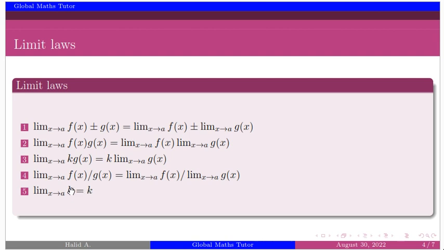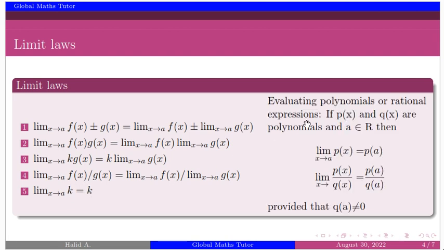The limit of any constant is itself, and the limit of any polynomial is the same as finding the value at a, and the limit of any rational function p of x over q of x is the same, except that q of a must be different from 0.